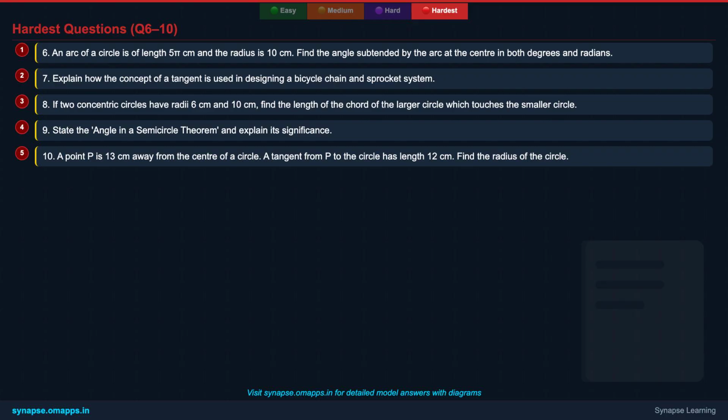And finally, if a point P is 13 cm from the center and its tangent is 12 cm, what's the circle's radius? You've got this!